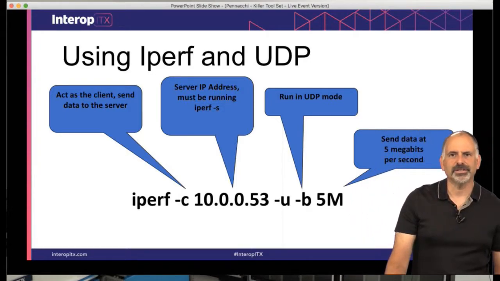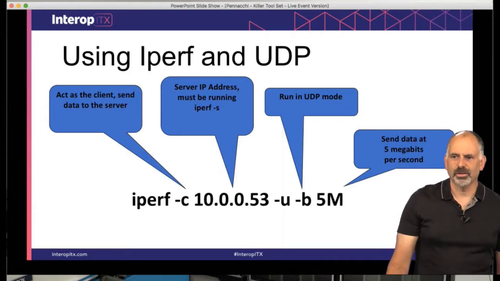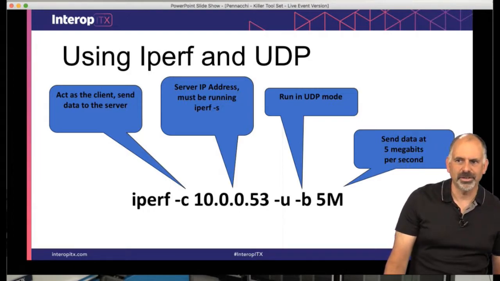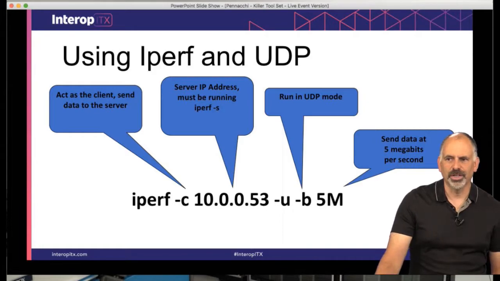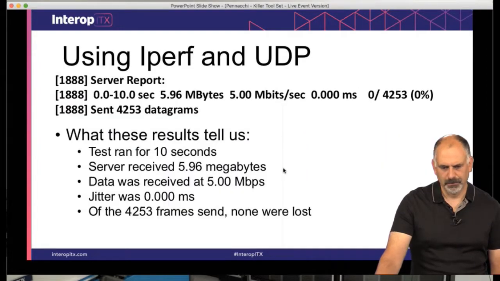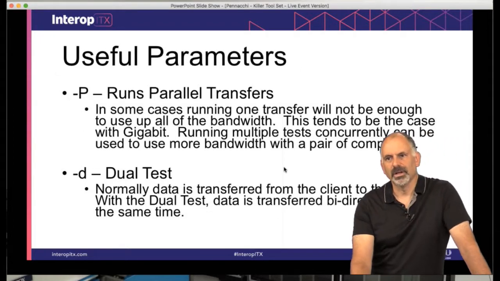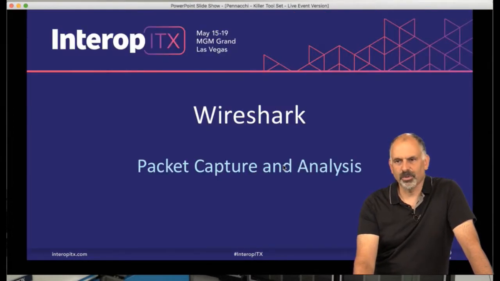So in this case, we say, are you going to be a client? What IP address are you talking to? Are we going to run in UDP mode? And what's our data rate that we're sending right there? Okay. And there's some of our results from UDP. All right. So let's keep rolling on.